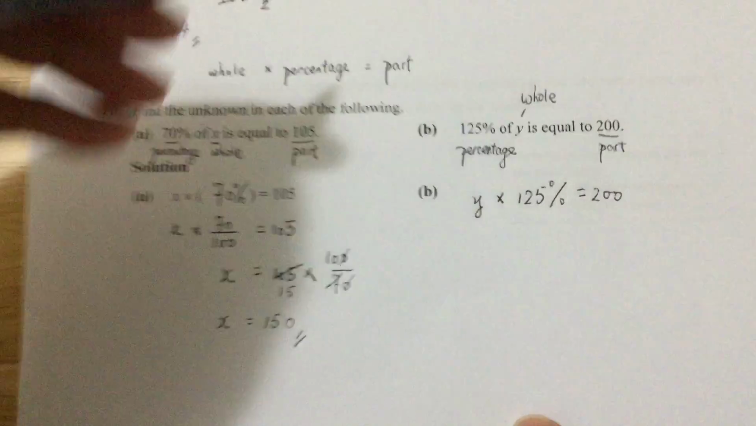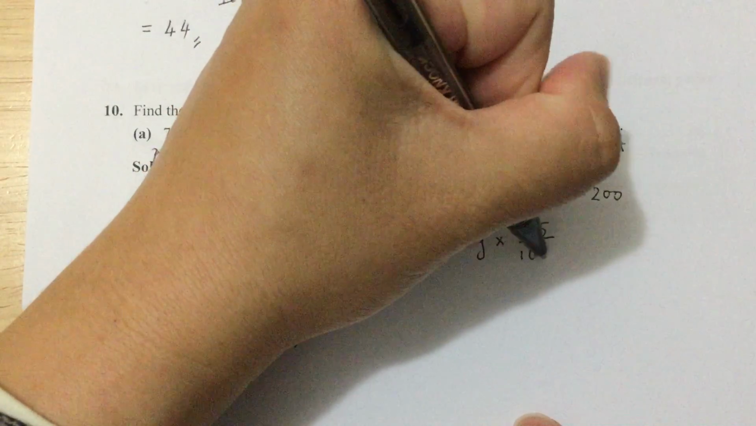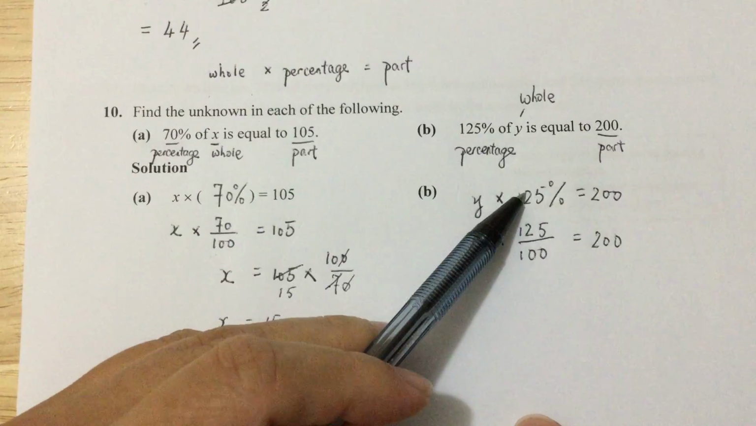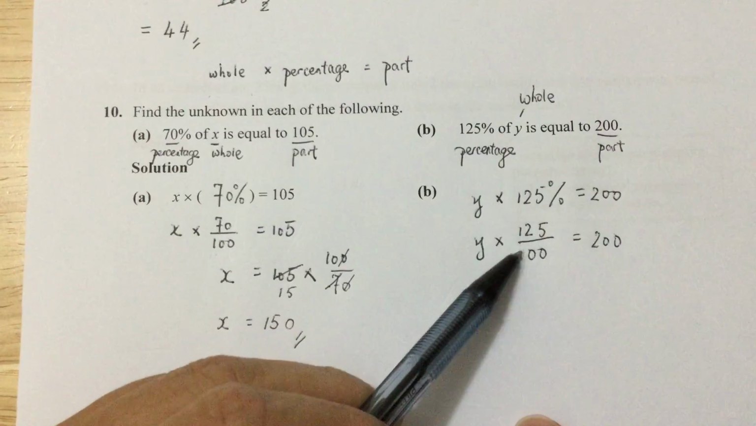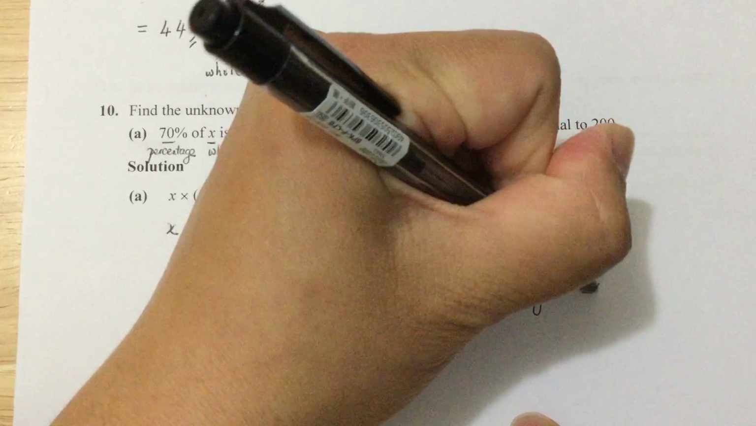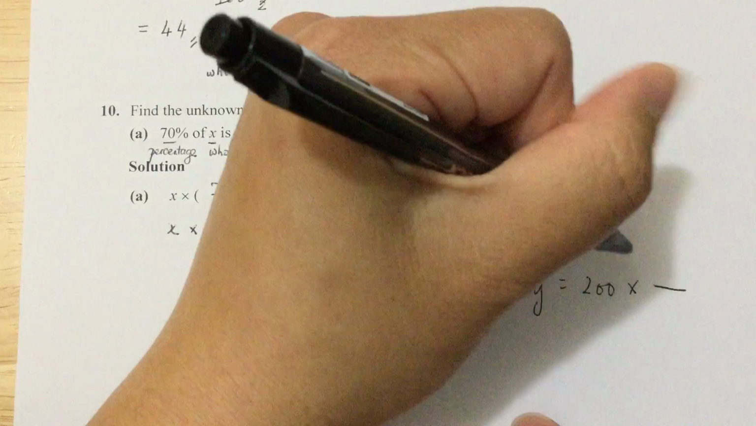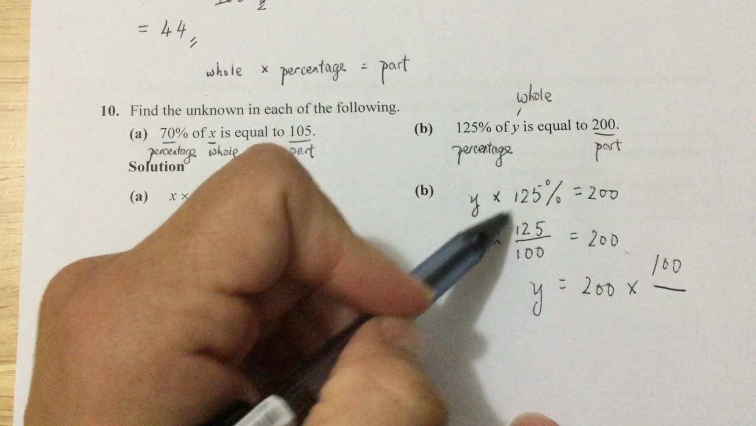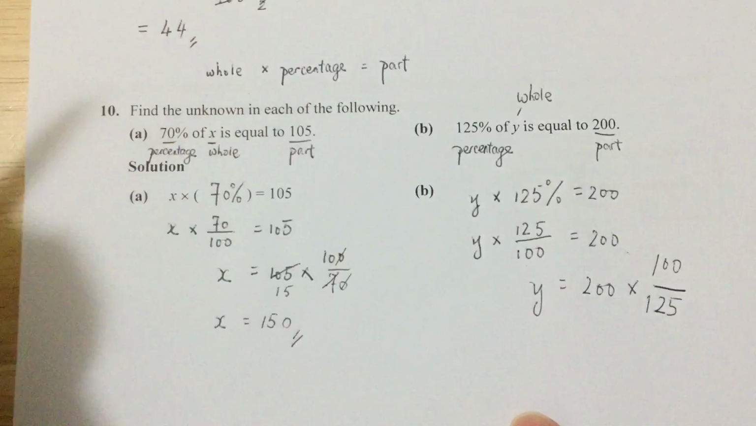Okay, now what we can do is write it as the fraction once again. y times 125 over 100 equals 200. So please pay attention, this time it is 125, so it must be bigger than 100%. So you will have an improper fraction here. So I'm going to move it to the other side. So you have y equals 200 times, for 100, this is the denominator, it goes to the right hand side and we change it to the numerator, and 125 from the numerator, I will move down to the denominator. So we will have something like this.